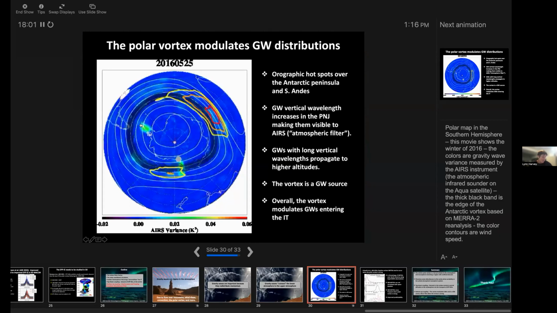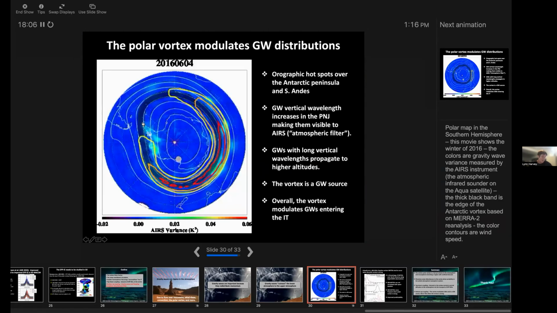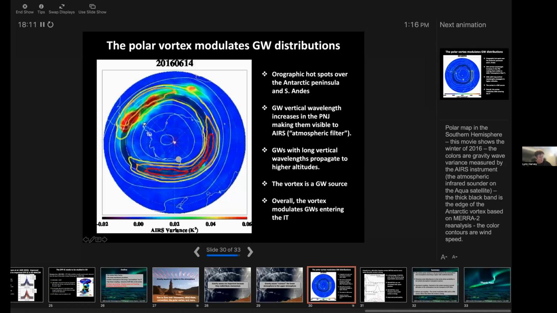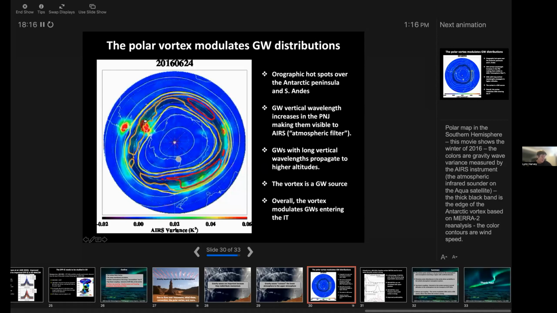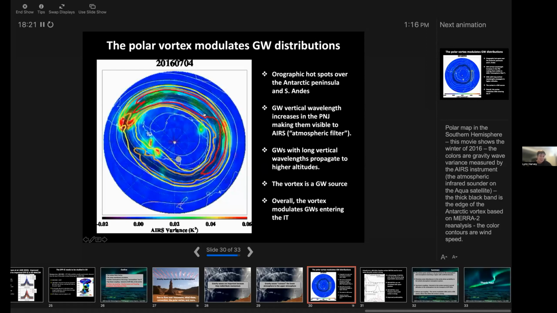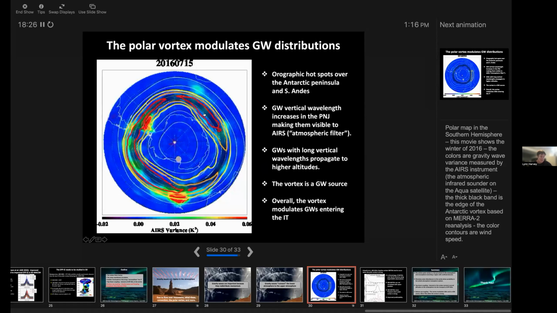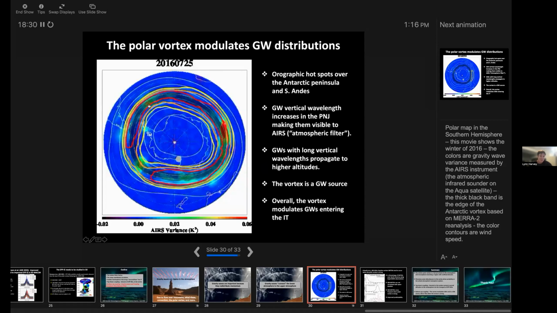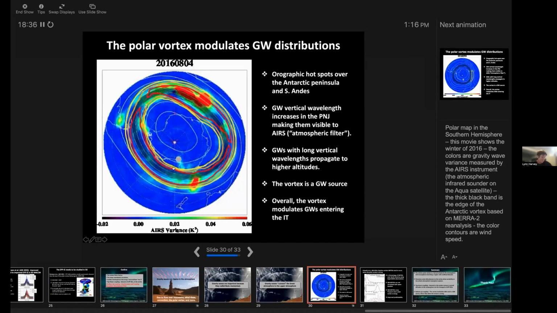And the gravity wave vertical wavelength increases in the polar night jet, making the waves visible to the AIRS instrument. This is known as the atmospheric filter. Gravity waves with long vertical wavelengths propagate to higher altitudes. Thus, the vortex acts to modulate waves that enter the thermosphere. The vortex also acts as a source of gravity waves. So overall, you can see that the vortex has an impact on the gravity wave field, and this affects the gravity waves that enter the thermosphere-ionosphere from below.